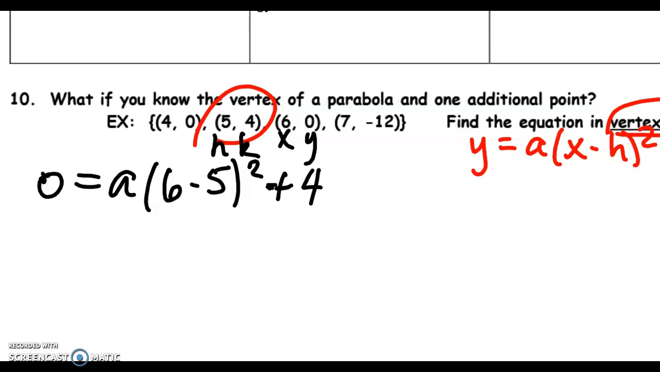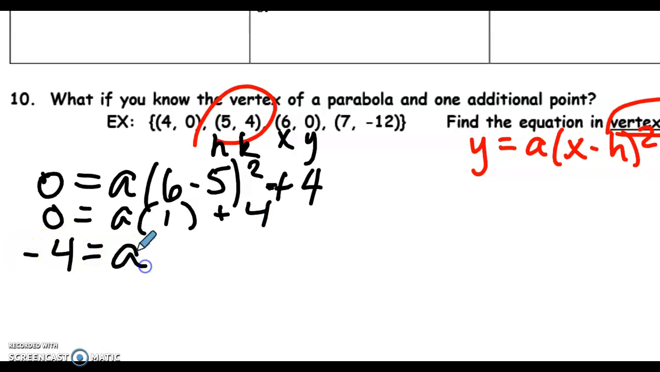Start out by subtracting 6 minus 5 and then squaring that so that you end up with 1. So that will give you 0 equals a times 1 plus 4. Then go ahead and subtract 4 from both sides. So you end up with -4 equals 1a, or just -4 equals a. That's helpful because it tells us that our parabola opens downward and it's also narrower than the standard y equals x squared graph.